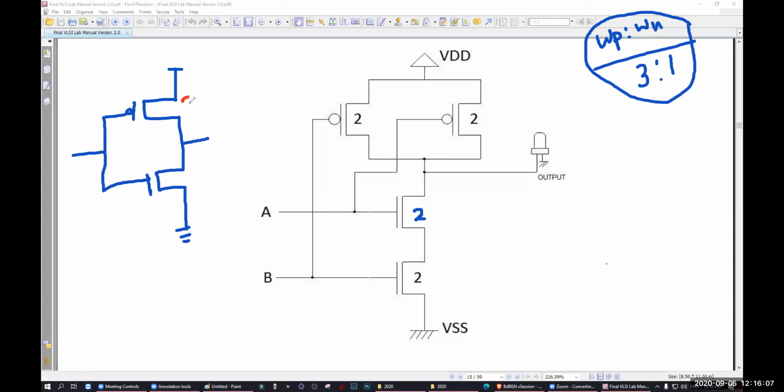This is 3, this is 1. Okay? 3:1. Or actually this was not 3, this was actually 12, right? And this was actually 4. We are not writing L, we are actually only writing width. This was 12:4, that means 3:1. So we can write 3:1. So if it is 3:1, this will be what?